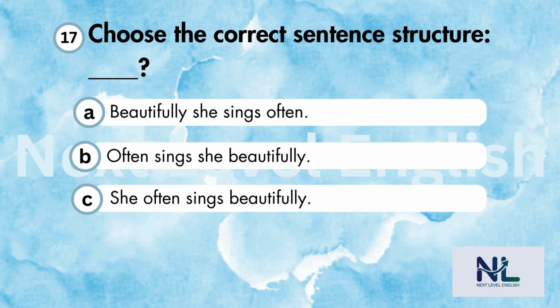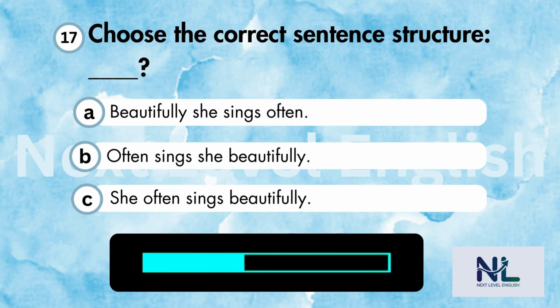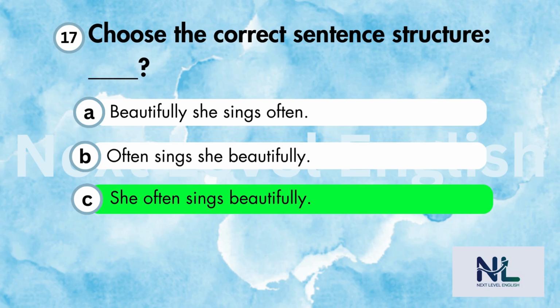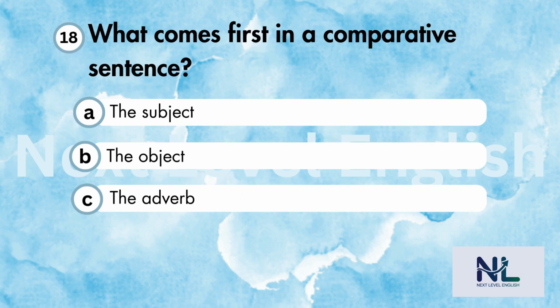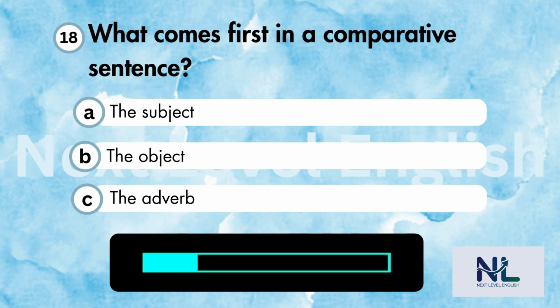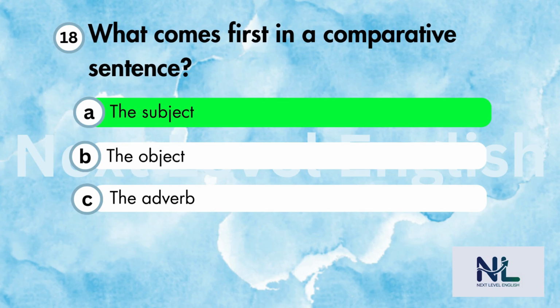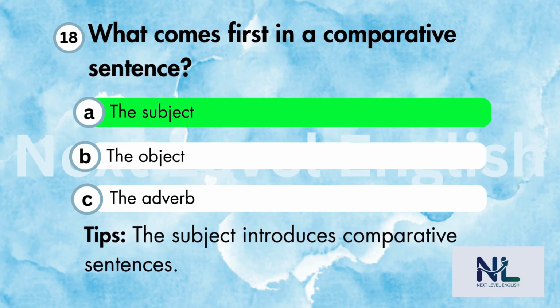17. Choose the correct sentence structure. She often sings beautifully. Tips: adverbs of frequency precede the main verb. 18. What comes first in a comparative sentence? The subject. Tips: the subject introduces comparative sentences.